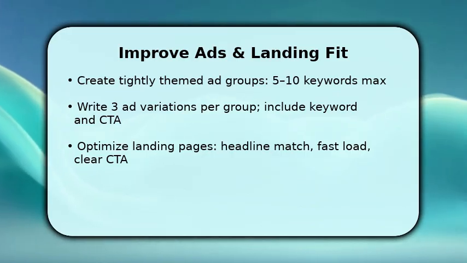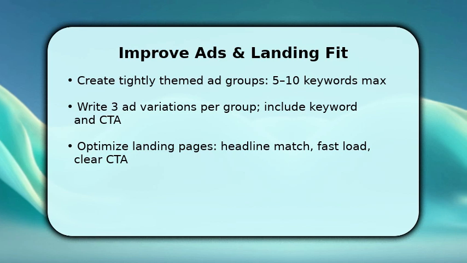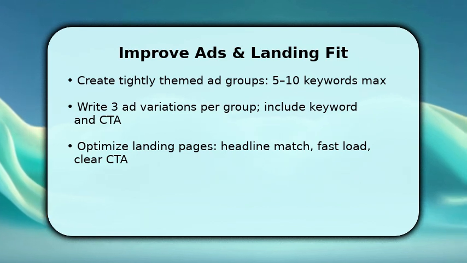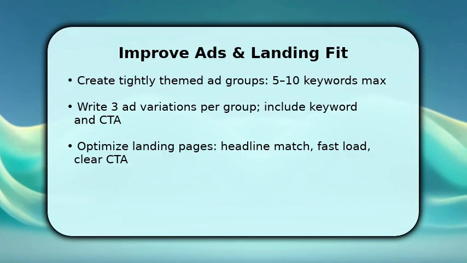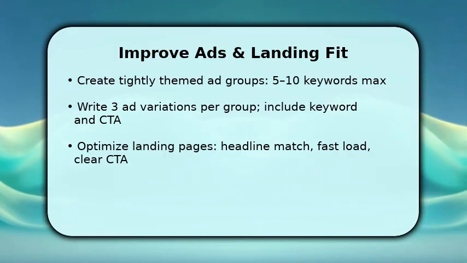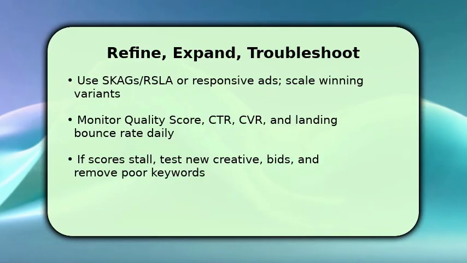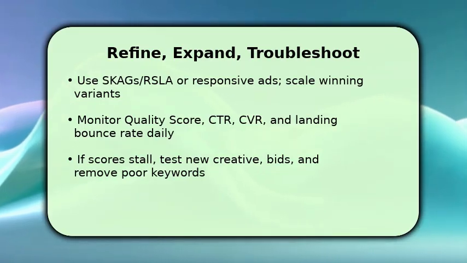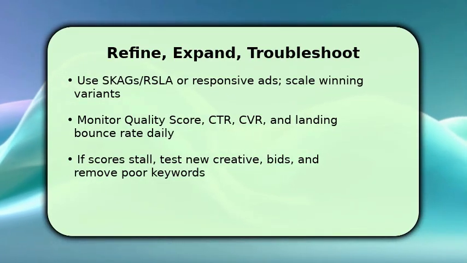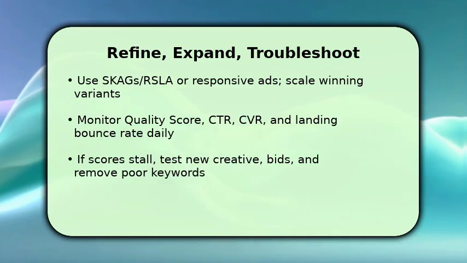is obvious. Once traffic flows, monitor CTR and conversion rate together, because improved relevance raises quality score through both ad and landing experience signals. Finish by scaling what works and refining what doesn't. Promote winning ads, expand matching types cautiously, and use audience signals to bid smarter.